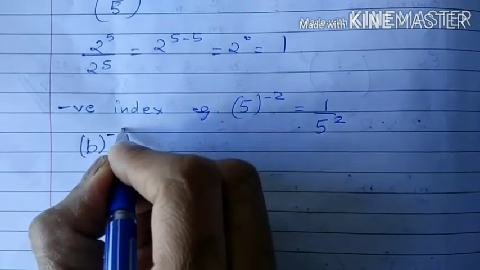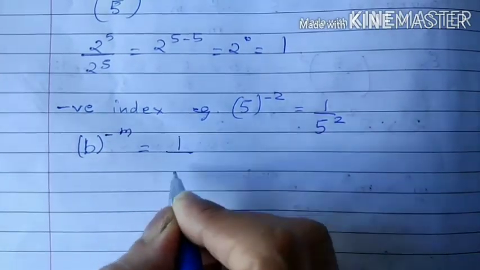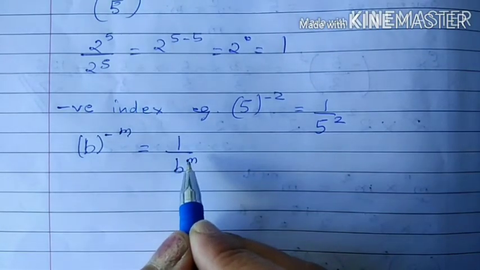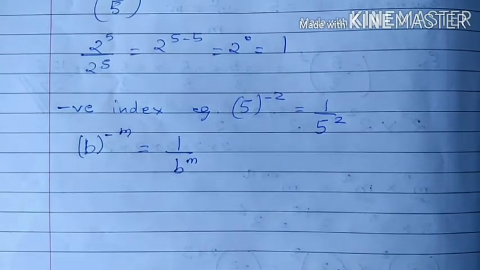So, if we consider in general, you have some number b raised to minus m, that's the index. The answer would be 1 upon b raised to m, because you just need to take the inverse of the number. Then your index becomes positive.